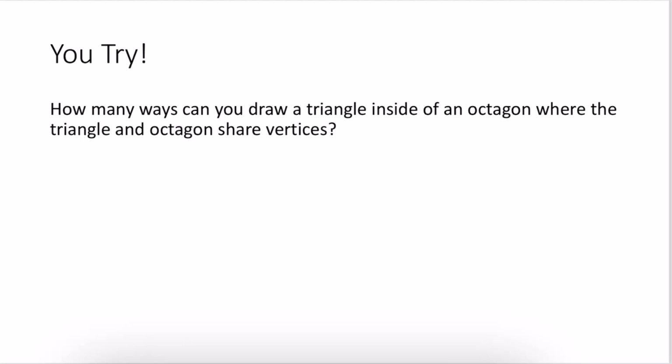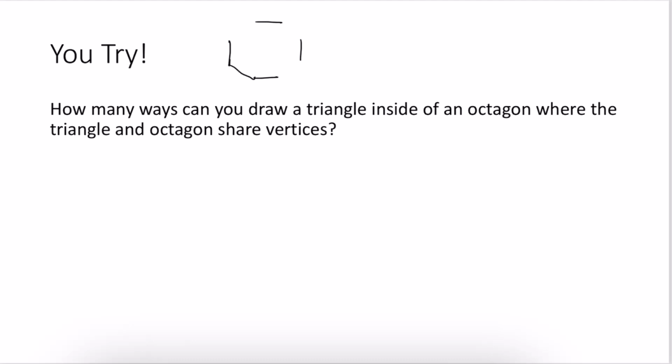And then for the second one, it says, how many ways can you draw a triangle inside of an octagon where the triangle and octagon share vertices? So this one might seem a little bit weird at first because it's like, wait, there's no numbers, and now we're talking about shapes. What do shapes have to do with probability and combinations? But if you think through what this is asking, you have an octagon, which I'll draw a picture to help us think about it.